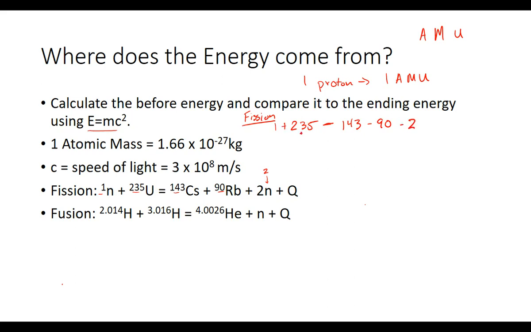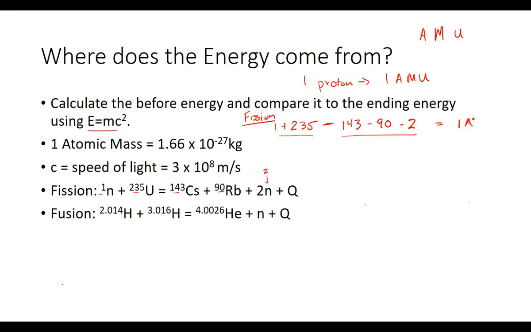The reason, again, I'm trying to do this is this is basically the amount of mass I start with minus the amount of mass that I end with, right? And if we do that, we're basically going to have 236 minus 143 minus 90 minus 2. So that is a difference of 1 atomic mass unit.